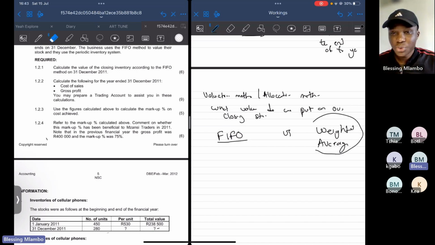But with weighted average, we calculate some sort of weighted average. So we take the cost of all the goods from opening plus all the purchases, and then we divide by the number of units, and then we get a weighted average. So that's the key difference. This is just saying what value do we put on our closing stock.